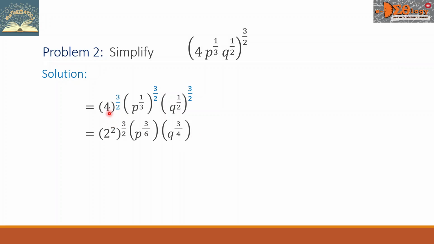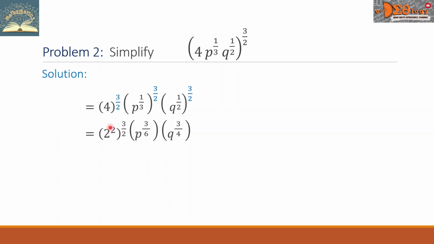For the number 4, we're going to show that this is equal to 2 squared. For the p, we multiply the powers, 1 over 3 times 3 over 2. So that is 1 times 3 is 3, 3 times 2 is 6. For the q, the powers we will multiply. 1 times 3 is 3, 2 times 2 is 4. And then let us simplify.